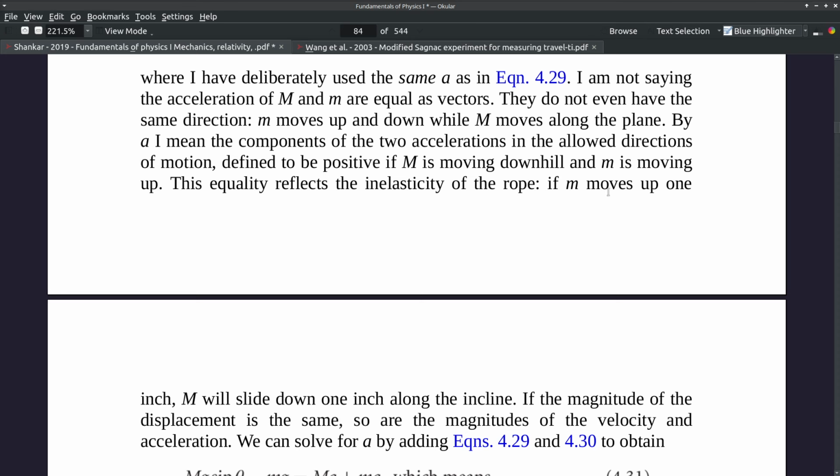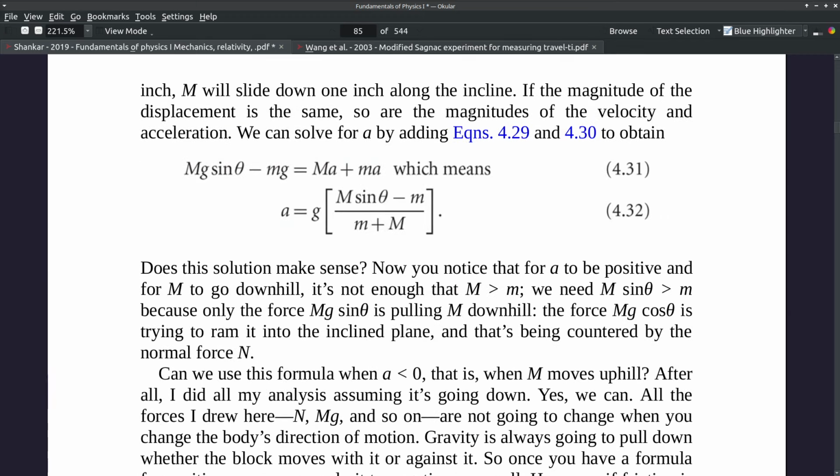If M is moving downhill and m is moving up, this equality reflects the inelasticity of the rope. If m moves up 1 inch, M will slide down 1 inch along the incline. If the magnitude of the displacement is the same, so are the magnitudes of the velocity and acceleration.